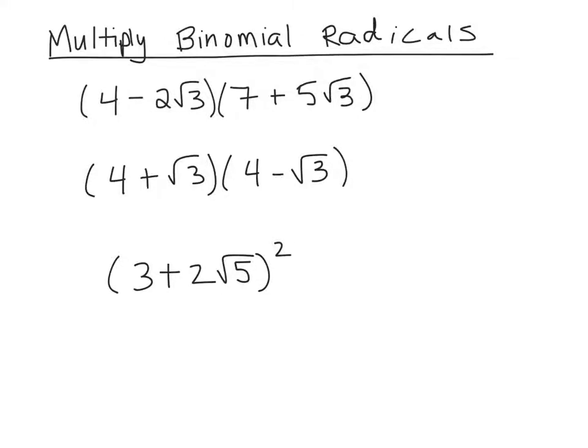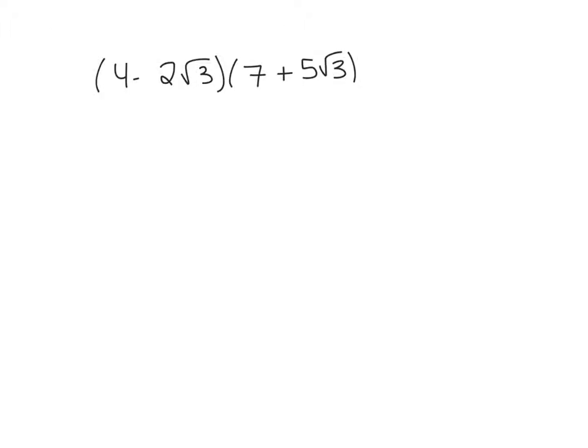I'm going to show several examples of multiplying binomial radicals. All right, we have two binomials that we need to multiply. So we're going to distribute our 4 to both terms in that second parentheses. 4 times 7 is 28. And then we have 4 times 5 root 3.